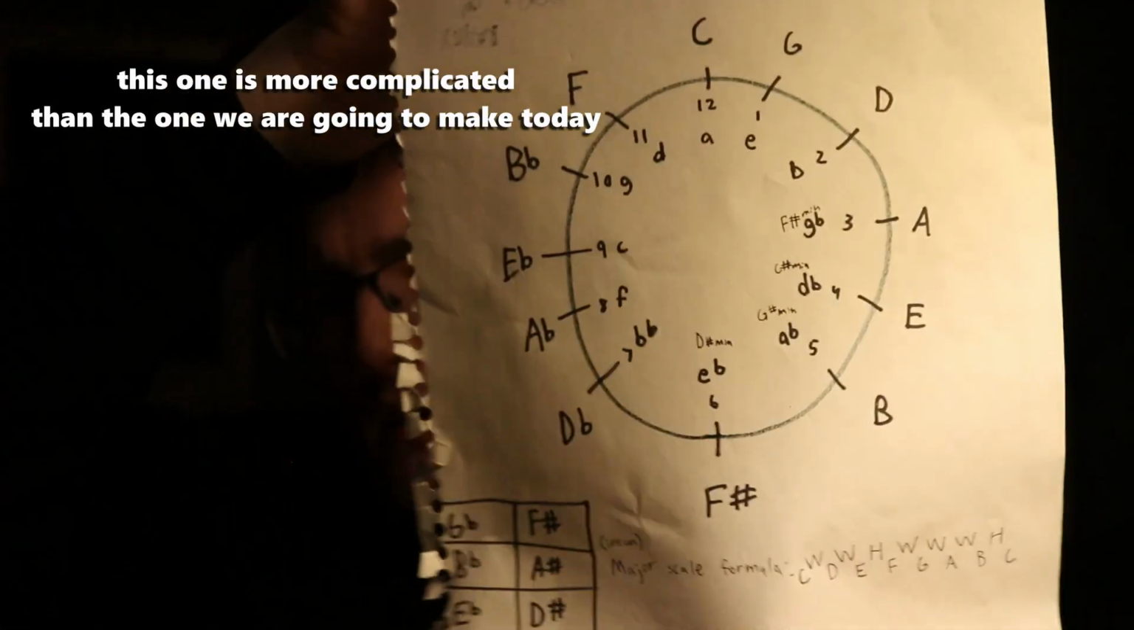So basically, as I said, we're going to be looking at the circle of fifths. I have it right here on a piece of paper, as you may see. Today, this is the cheat sheet that we're going to be working off of.